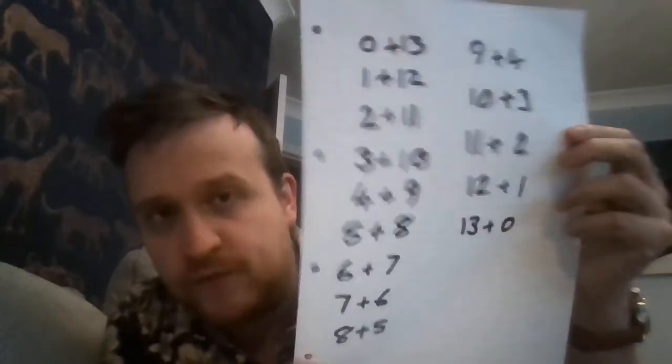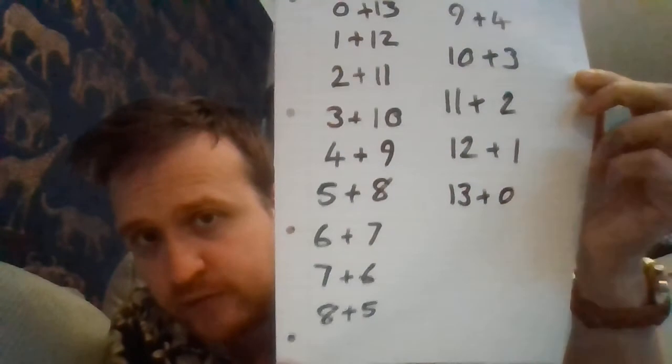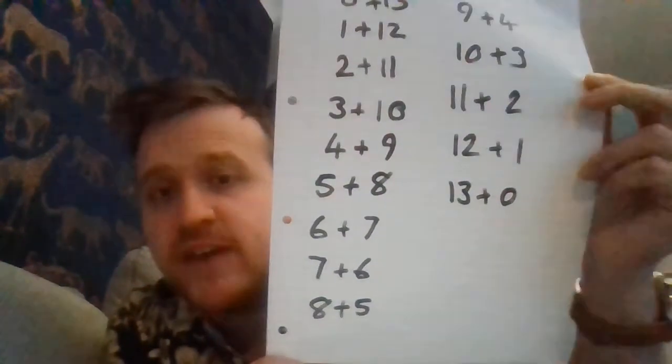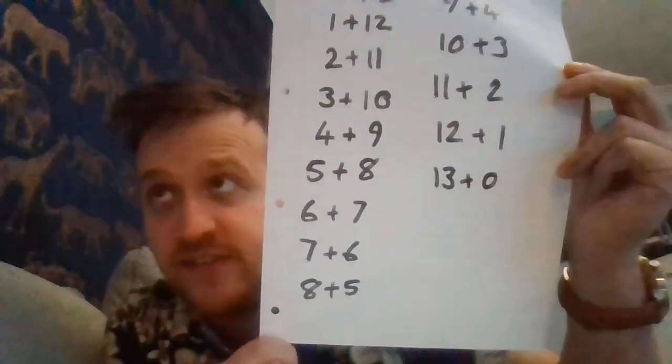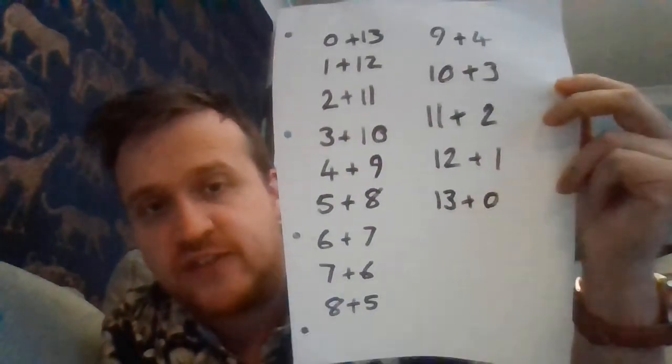Okay, number 15, 2 numbers that add together to make 13. You could have had any of these. So you could have had 0 add 13, 1 add 12, 2 add 11, 3 add 10, 4 add 9, 5 add 8, 6 add 7, 7 add 6, 8 add 5, 9 add 4, 10 add 3, 11 add 2, 12 add 1, or 13 add 0. They would have all been correct for that one.